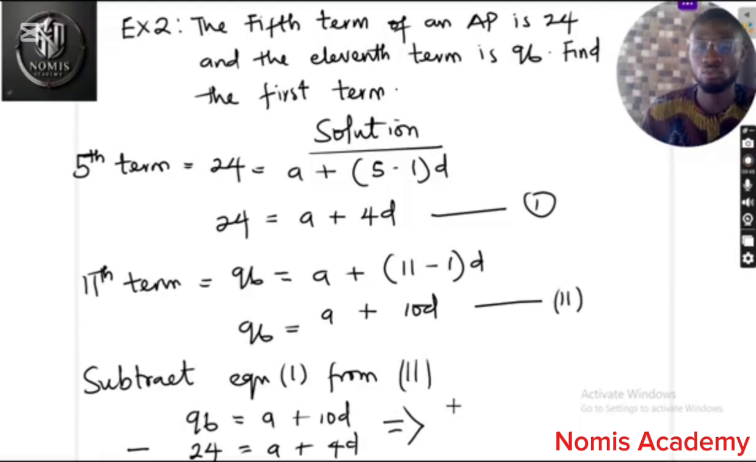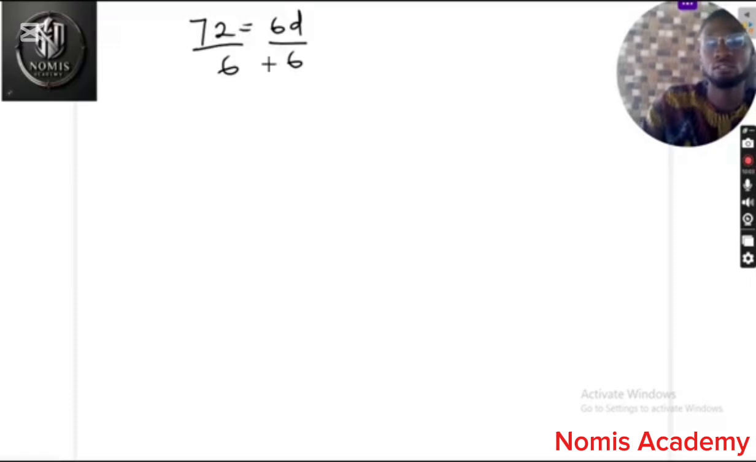So that is 72 equal to a minus a. A minus a is 0. So I'm left with 10d minus 4d, and that is 6d. So I'm left with 72 equals 6d. So divide through by 6. 6 cancels 6. The common difference d is equal to 72 divided by 6, and that is 12, right?